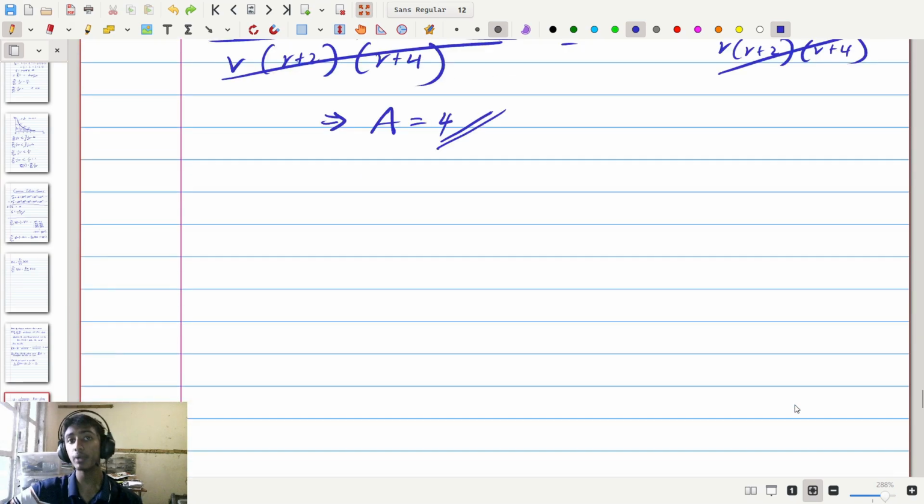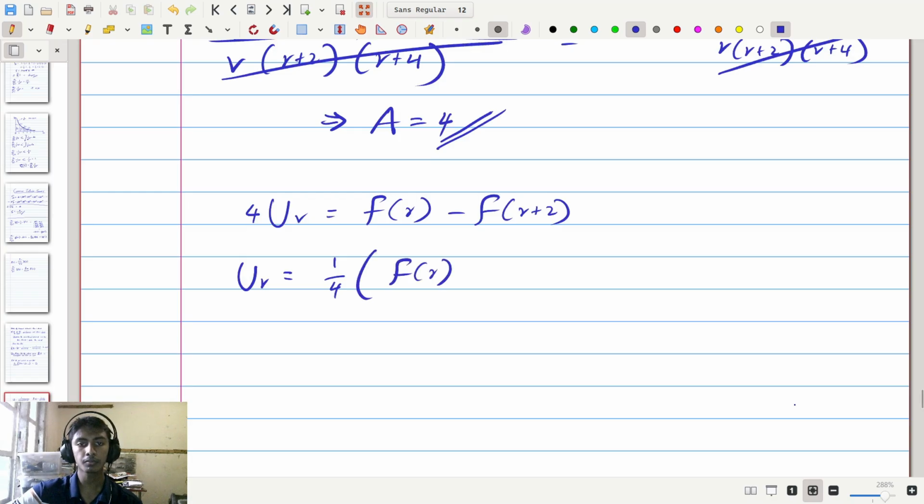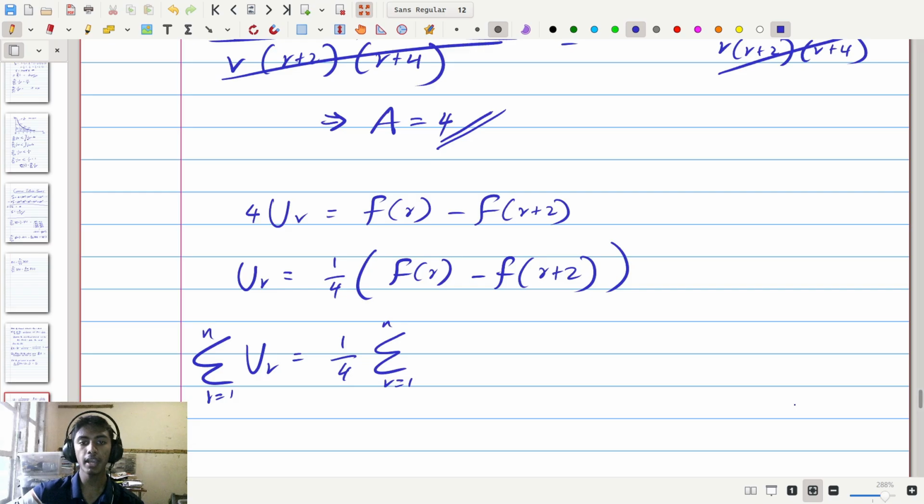First off, with our value a equals 4, we can now say that 4 times u of r is equal to f of r minus f of r plus 2 from the equation we were given. We can now rearrange this to get that u of r is equal to 1/4 of f of r minus f of r plus 2. This now gives us that if we take the sum from r equals 1 up to n of u of r, it would be equal to 1/4 of the sum from r equals 1 up to n of f of r minus f of r plus 2.